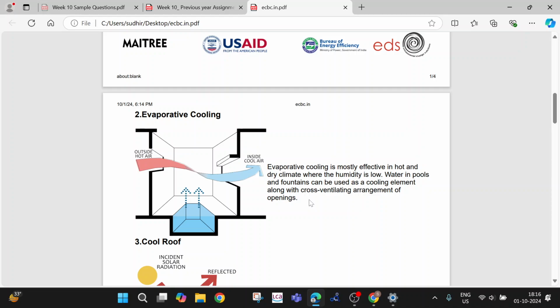So mainly this cross ventilation arrangement is preferred in this kind of evaporative cooling, where the hotter air will be evaporating the water, and it will be creating a cooler environment nearby. So that also you can utilize in the hot and dry climate conditions.